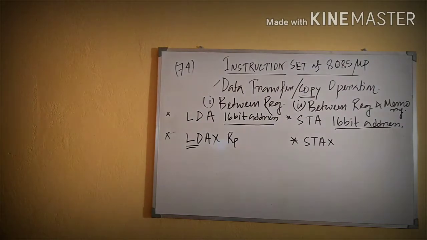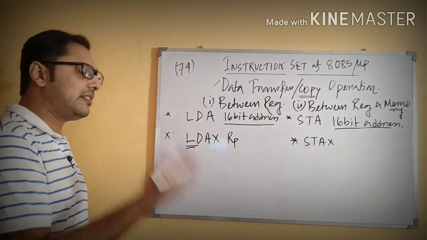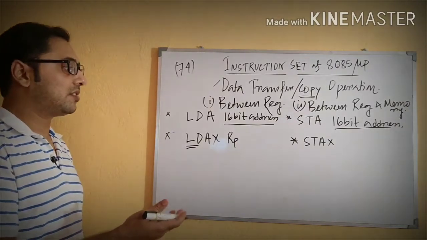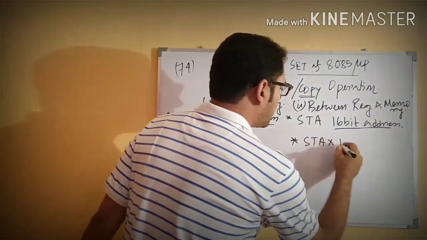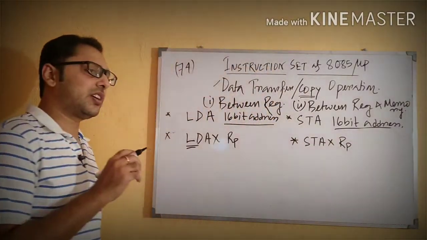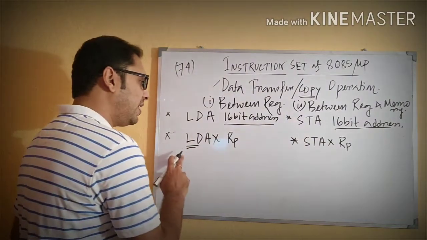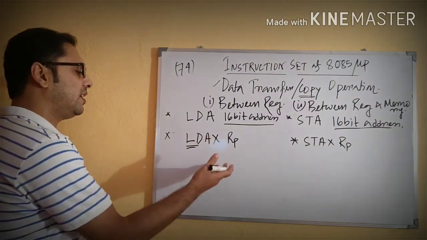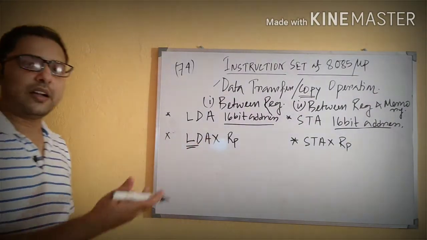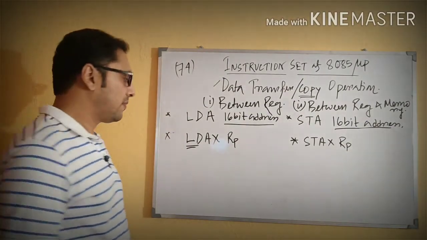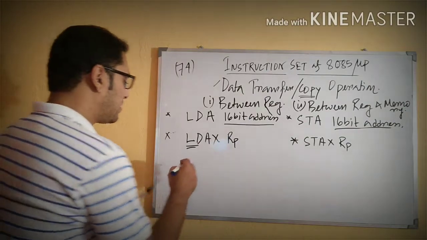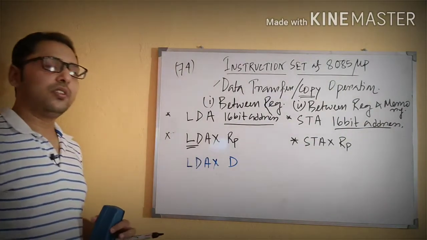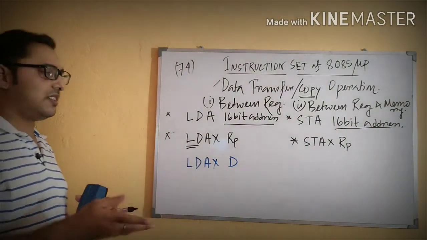Similarly, STAX means store accumulator indirectly. Once again the question arises, where do I want to store the content of the accumulator? The answer is a register pair. That means the location for loading and storing the content of the accumulator will be given by a register pair. That is why this is called the indirect method of loading and the indirect method of storing. Take an example. Suppose I have written LDAX D, because we know D denotes a register pair, the DE register pair, and B the BC register pair.